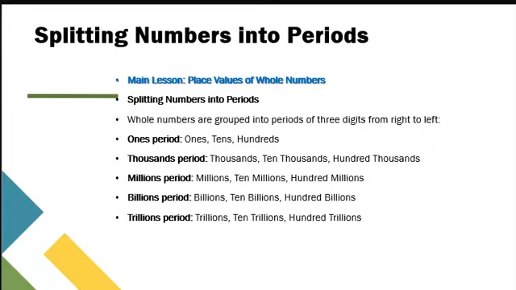And then we have the billions period. The billions period has the billions, 10 billions, 100 billions. And lastly, for your level, we have the trillions period, which has the trillion itself, 10 trillions, and 100 trillions. Hope you are following the class.